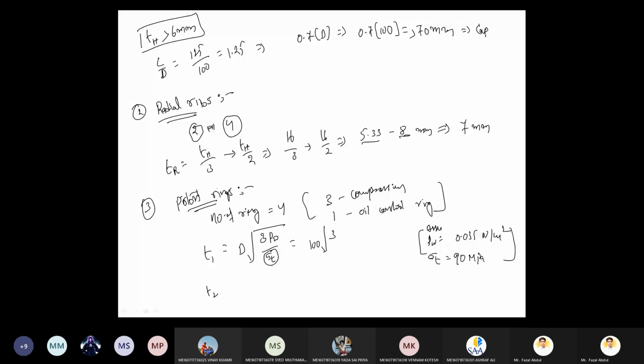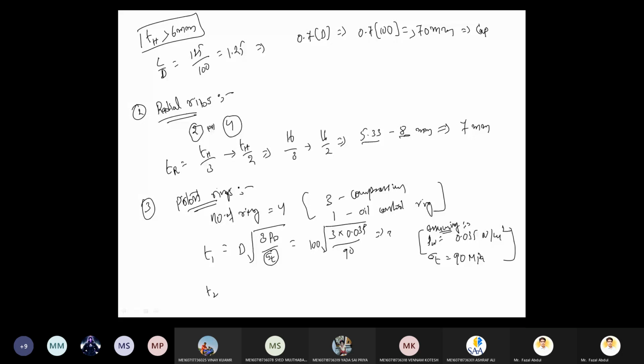Okay, now right here, 0.035 by 90. How much is this one? Substitute these values: 100 square root of 3 into 0.035 divided by 90. So how much is this one? 3.4 mm.